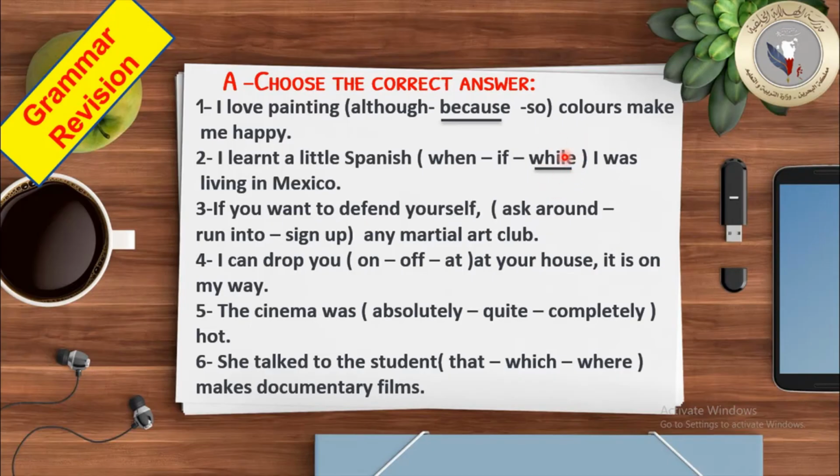While, before while is past simple, and after while past continuous. Was living, because after while long actions come. After while, the long actions come, because while takes longer time. So living here is a long action, is a long verb.